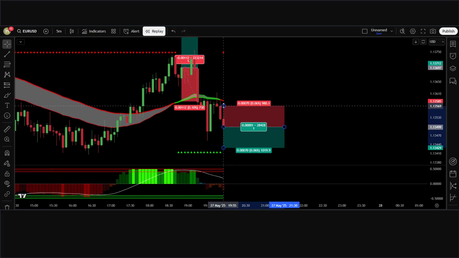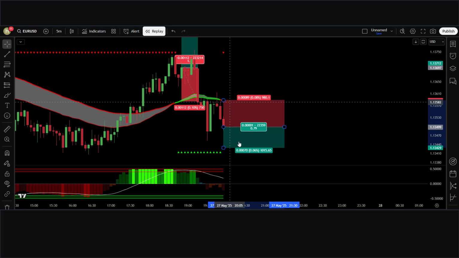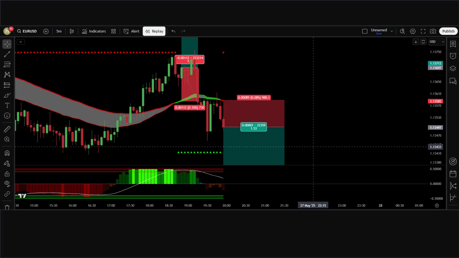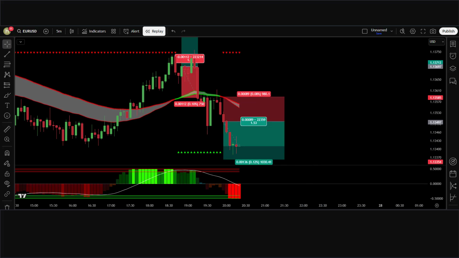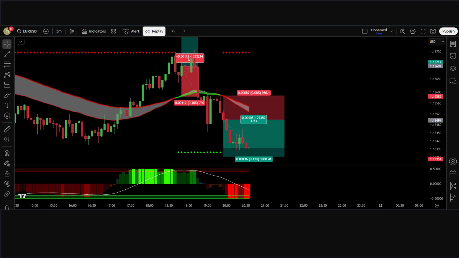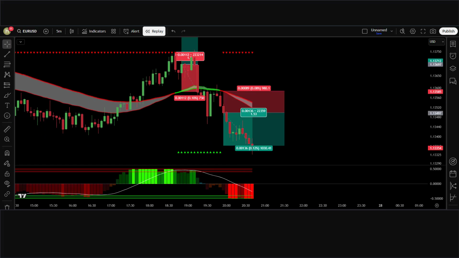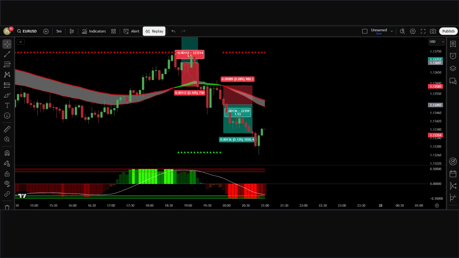Our stop loss will be placed at the red slow MA of Slingshot system indicator. And the risk to reward ratio will be 1:1.5. Let's see what happens to our trade. Our trade is running in profit. We have won the trade. Wait for the next signal.